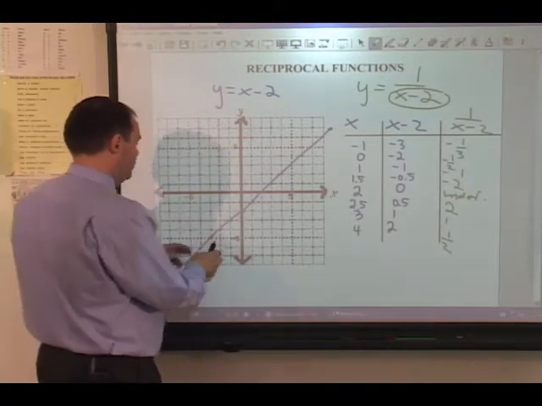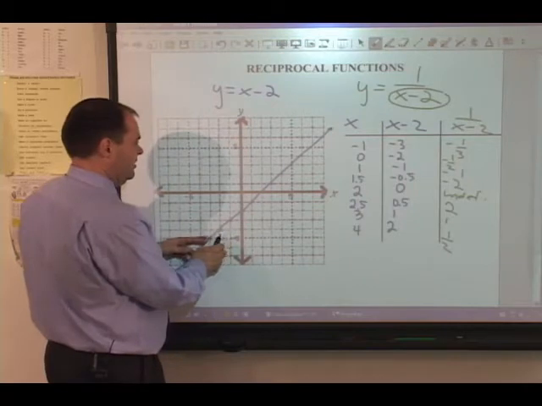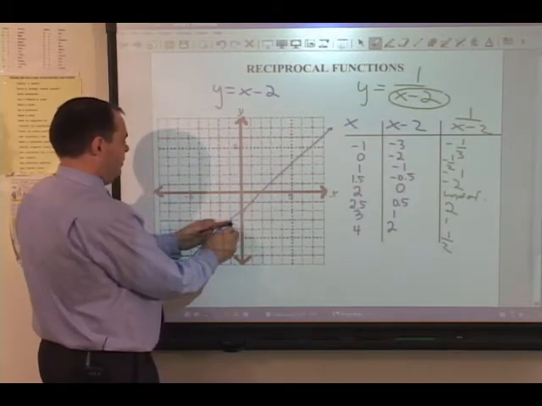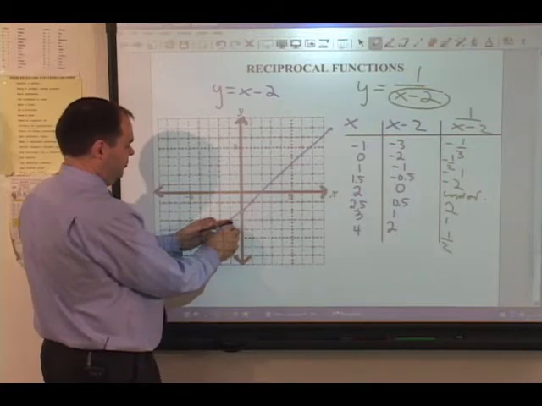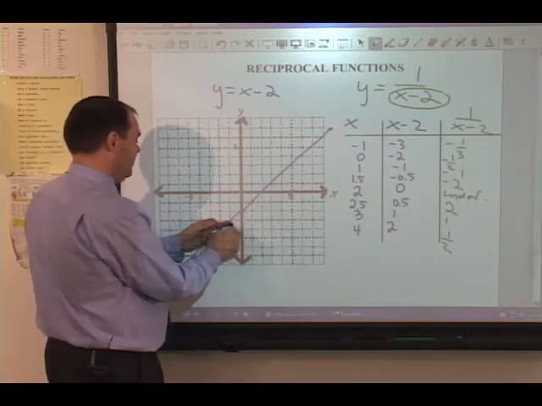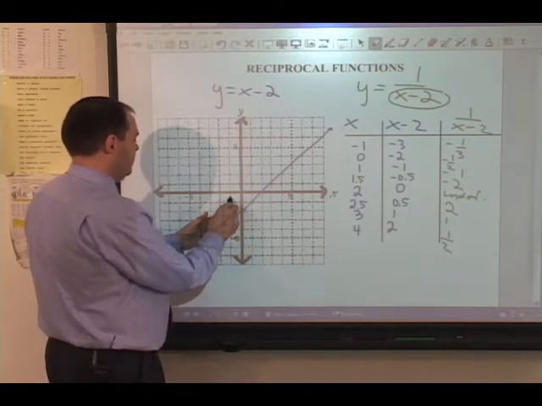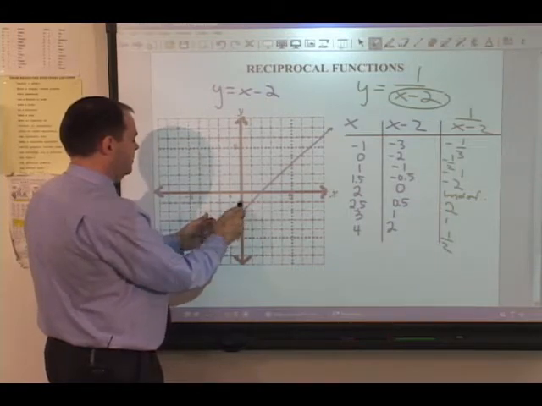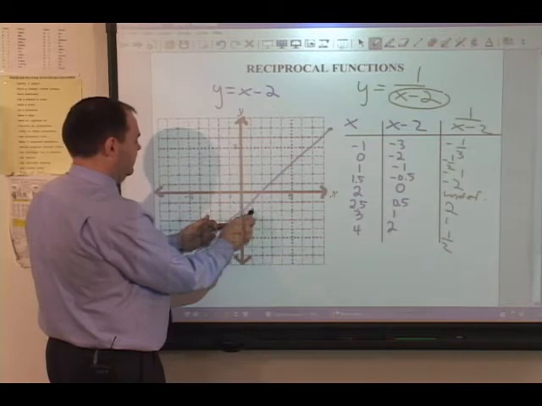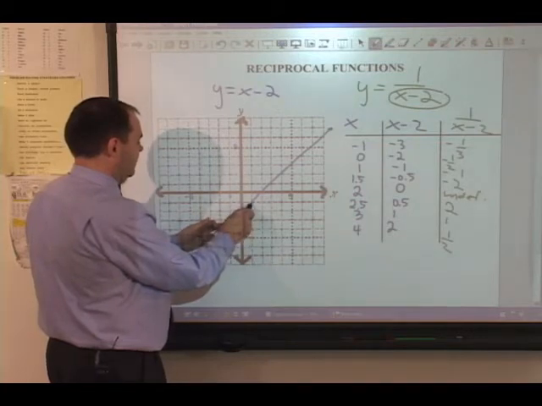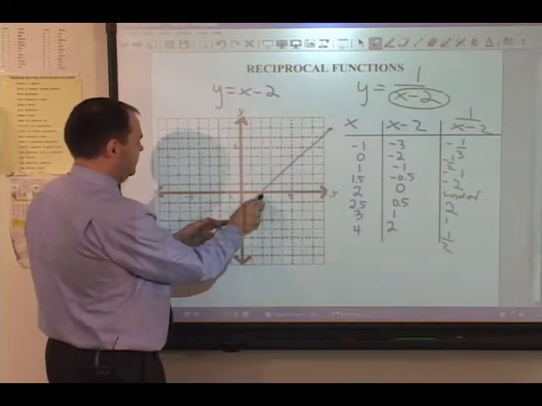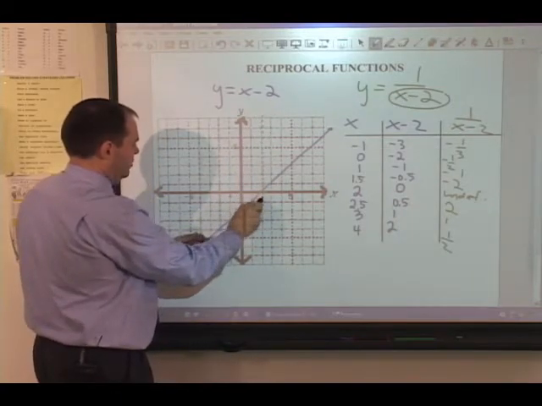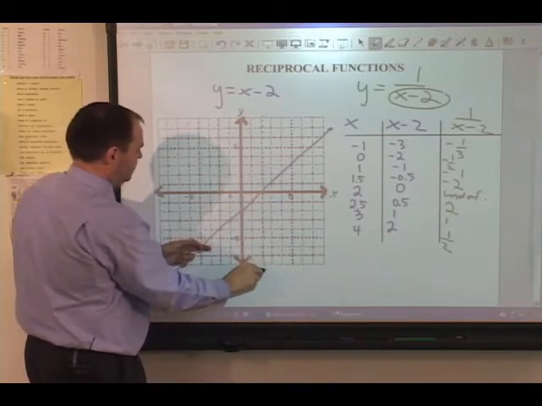Starting on the left, let's take our point that we selected at negative 1, negative 3, right here. We know the y values are reciprocals. We take the reciprocal of negative 3, which is negative a third. Negative 2 becomes negative a half. Negative 1 stays negative 1. X equals 0: the reciprocal is undefined, which we know typically shows up as an asymptote.